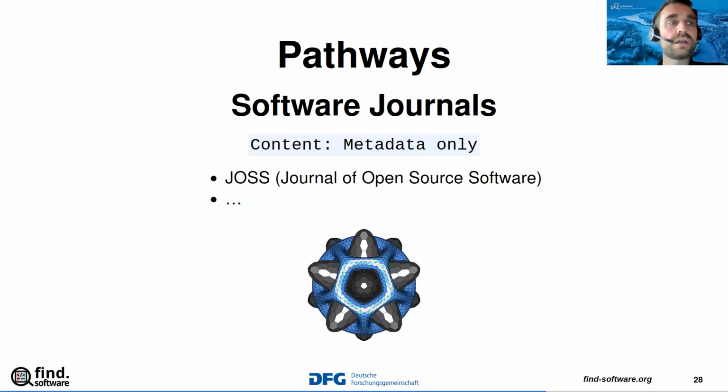Then maybe a not so common and not so obvious pathway, and probably not that often used for a direct search or a directed search for software, are software journals. But in theory, you could search for the software in such software journals. So, for instance, JOSS is a very popular one.